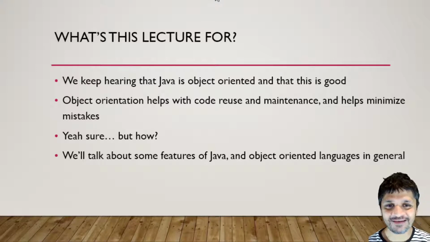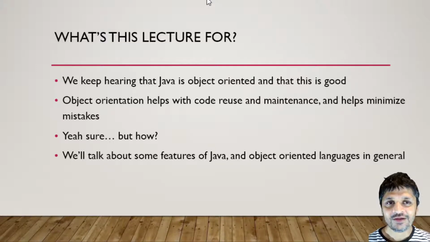I keep talking about the fact that Java is object-oriented and that this is a good thing. We've previously talked about the fact that object orientation helps with code reuse and maintenance, and it helps minimize mistakes. And that's cool, right? I mean, you take my word for it because I'm your lecturer and you're kind of forced to take my word for it. But the question is how? How does it do all of that? So in this lecture, we'll look at some features of Java and object-oriented languages in general, and how they help with code reuse and with making mistakes.